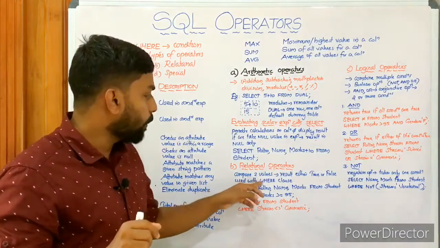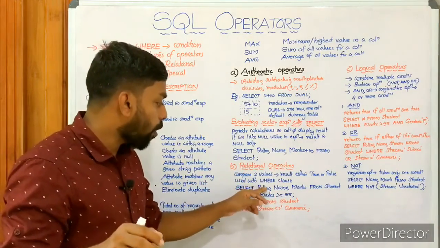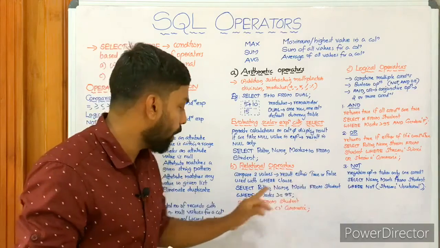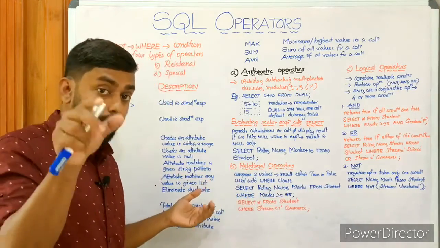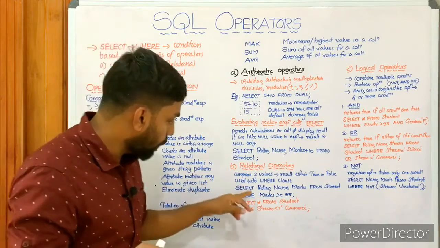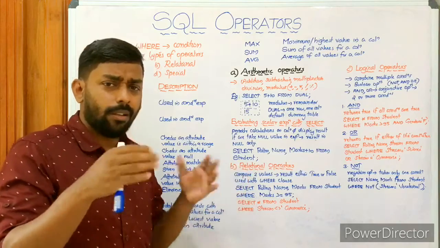Then use with where clause. Of course, we know the where clause. We have an example here. Select roll number, name, marks from student where marks greater than or equal to 95. You have to note one thing: all the commands and keywords are given in caps. It's a standard, of course.